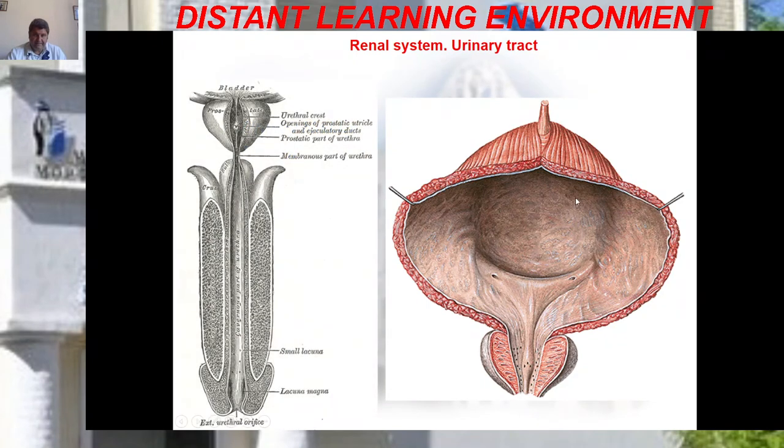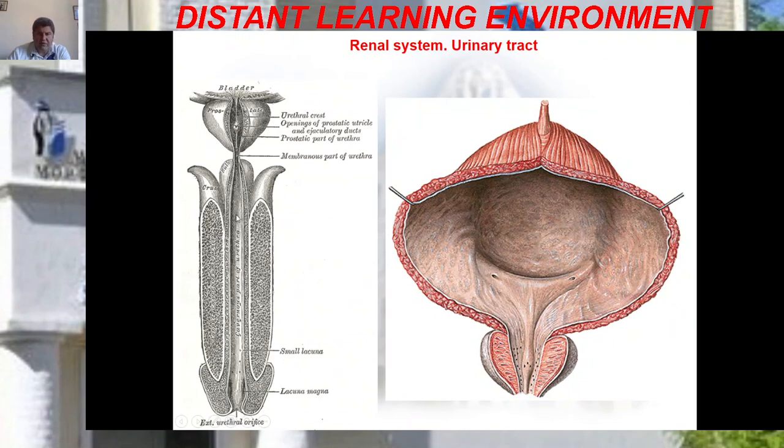So you may see the cavity of the bladder, and also you may see the male urethra. In the male urethra, you may see three parts. The prostatic part, inside the prostate gland. The next part is situated in the perineal membrane. This is the membranous part. And the third part is in the spongy body of the penis. You may see the third part here.